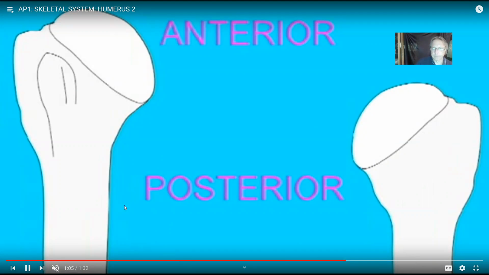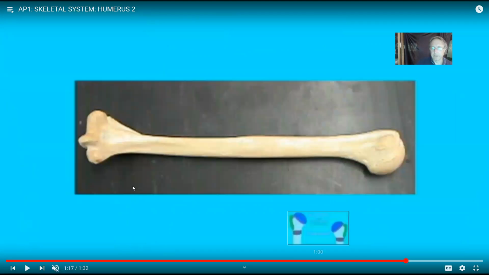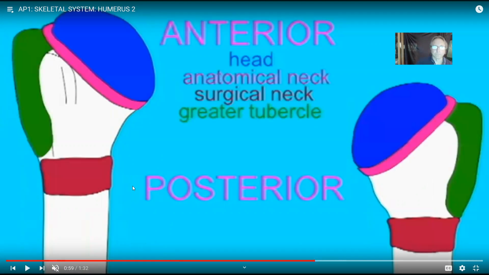I'm not sure why it's not catching up with me. Come on. So muscles often attach to a bump or a ridge rather than a flat surface. So once again, I'm sorry that it was dragging behind.